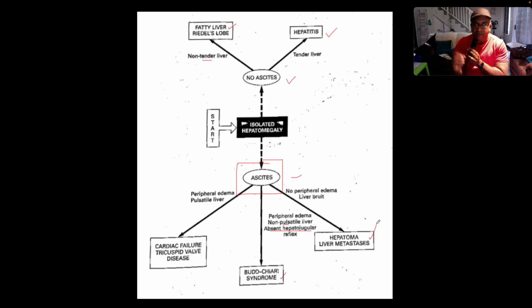So quick fire again, everybody. You picked up isolated hepatomegaly in your patient. If there's no ascites but you have a non-tender liver, think about fatty liver or renal cell carcinoma. But if you've got a tender liver with no ascites, think about hepatitis, right? If you do have ascites with the isolated hepatomegaly, the possibilities are cardiac failure or tricuspid regurgitation if you have peripheral edema and a pulsatile liver. Think about Budd-Chiari, which is hepatic vein thrombus, if you've got ascites with hepatomegaly, peripheral edema, a non-pulsatile liver, and an absent hepatojugular reflux. Think about hepatocellular carcinoma and liver mets when you have ascites, hepatomegaly, and no peripheral edema, and you may have a liver bruit.